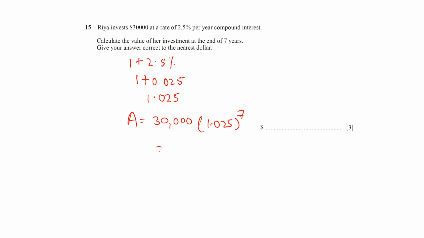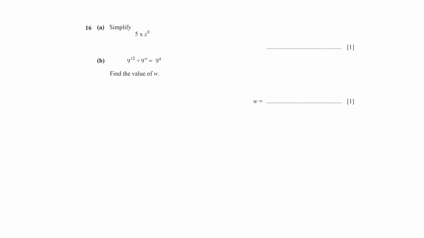Now if we calculate this, it is going to be 35,660.57. If you read the question, it says give your answer correct to the nearest dollar. So if we round this off to the nearest dollar, it's going to be 35,661. Hence the answer is going to be 35,661. Okay, now next question.